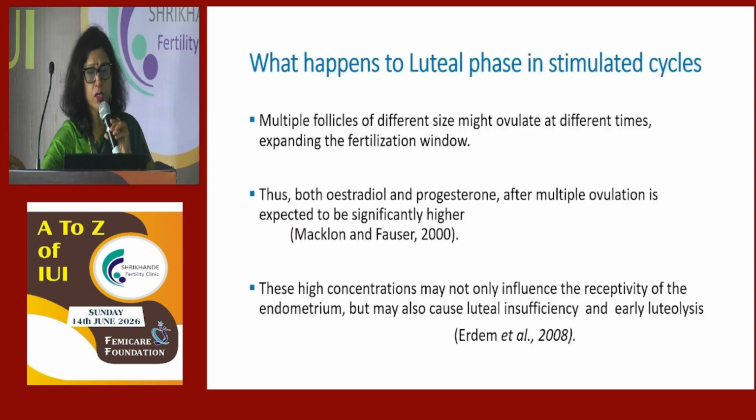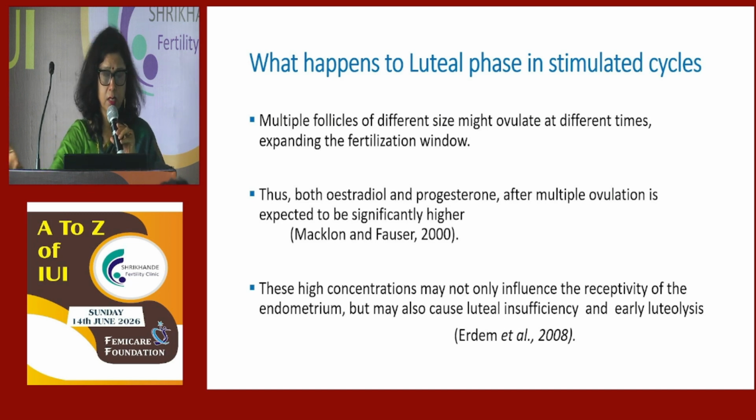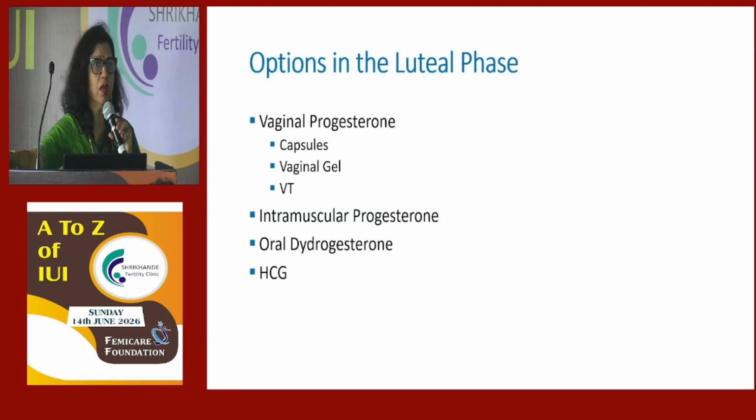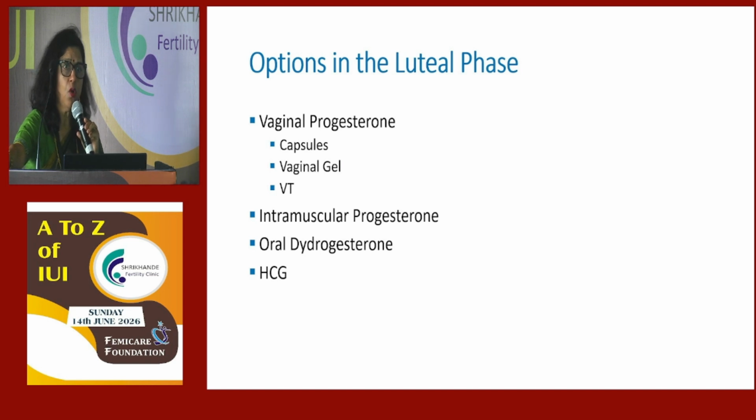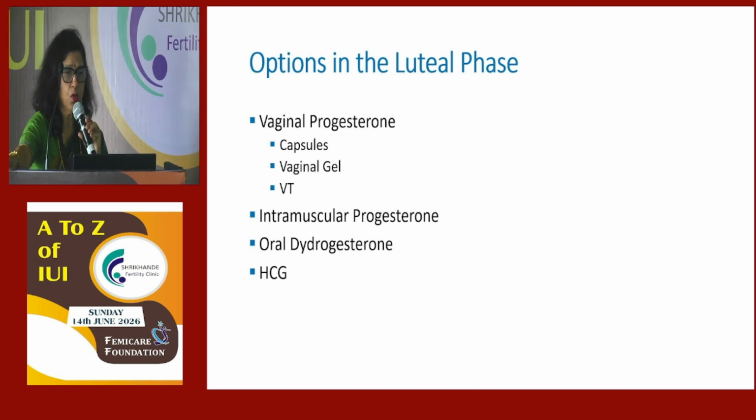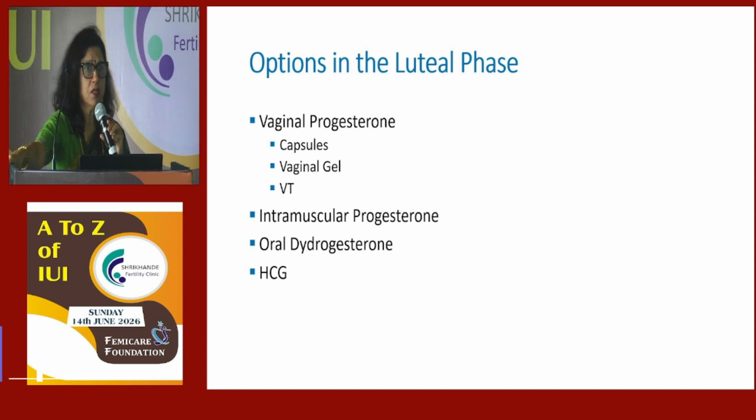But if you are doing stimulated cycles, you have to see what happens when you are stimulating. Multiple follicles of different size, they ovulate at different times, which expand the fertilization window. Thus, both estradiol and progesterone are expected to be significantly higher. And these high concentrations may not only influence the receptivity of the endometrium, but may also cause luteal insufficiency and early luteolysis. So that is the reason we are giving luteal phase support when you are doing controlled ovarian hyperstimulation, that is COH.